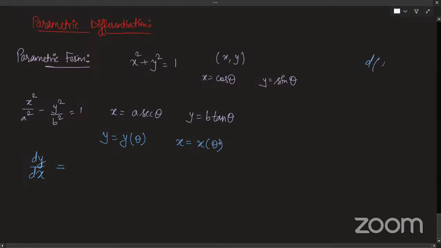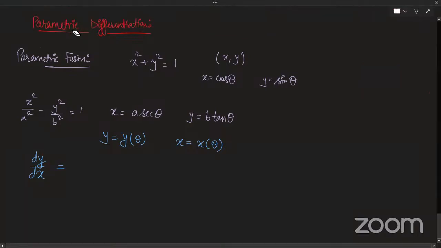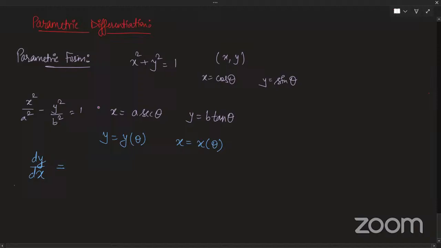How do you differentiate one function with respect to another function? We have just done it 2, 3 classes back. Yes, correct: f dash of x by g dash of x. So what I do is I divide my numerator and my denominator both with respect to that parameter. So I can write it as dy by d theta divided by dx by d theta. Is this correct, everyone?